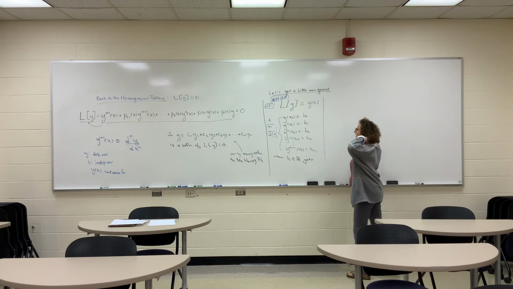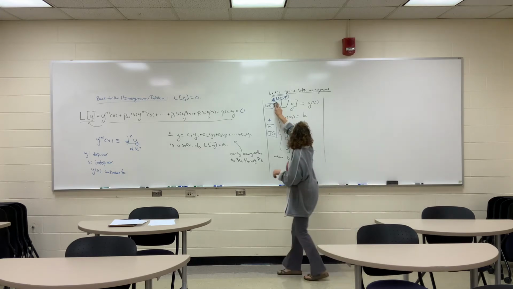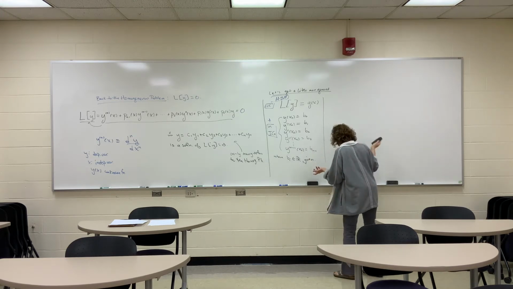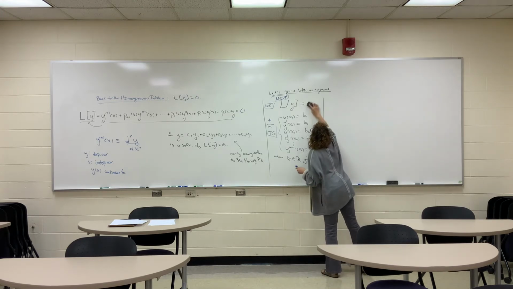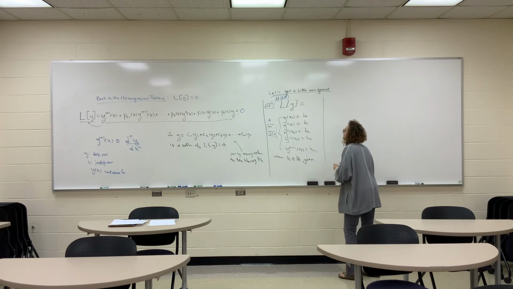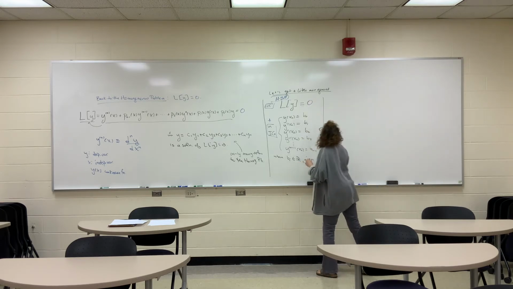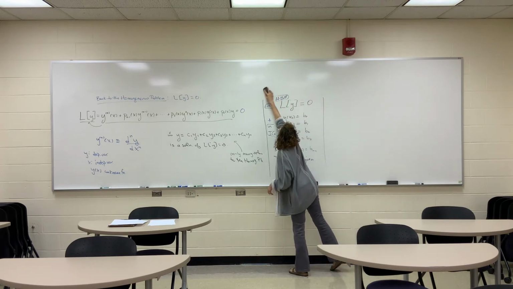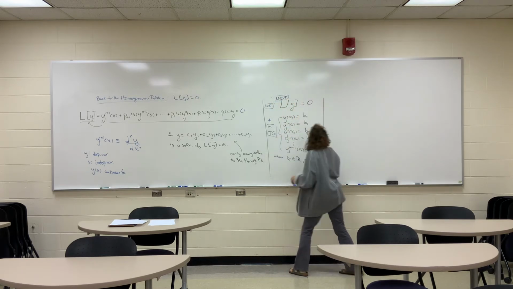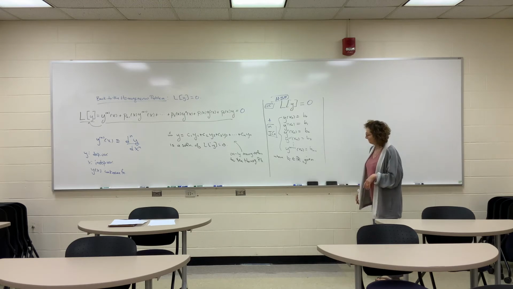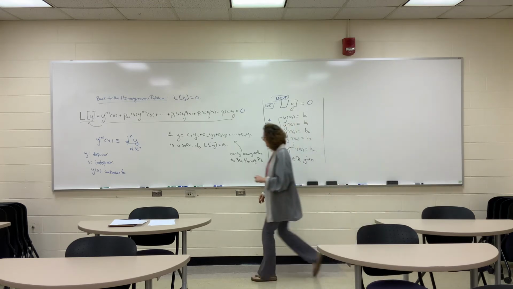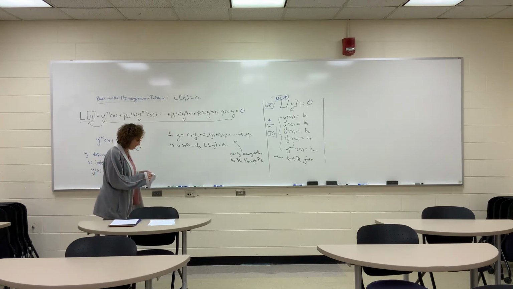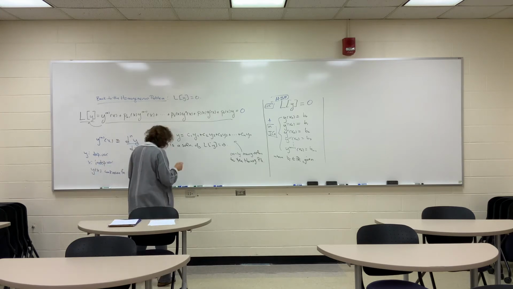Okay, so now let's look at the homogeneous initial value problem. So what am I going to do? If it's the homogeneous initial value problem, then this guy is going to be 0, right? Okay. You guys all good? All right. Well, this is nice that this is here, right?